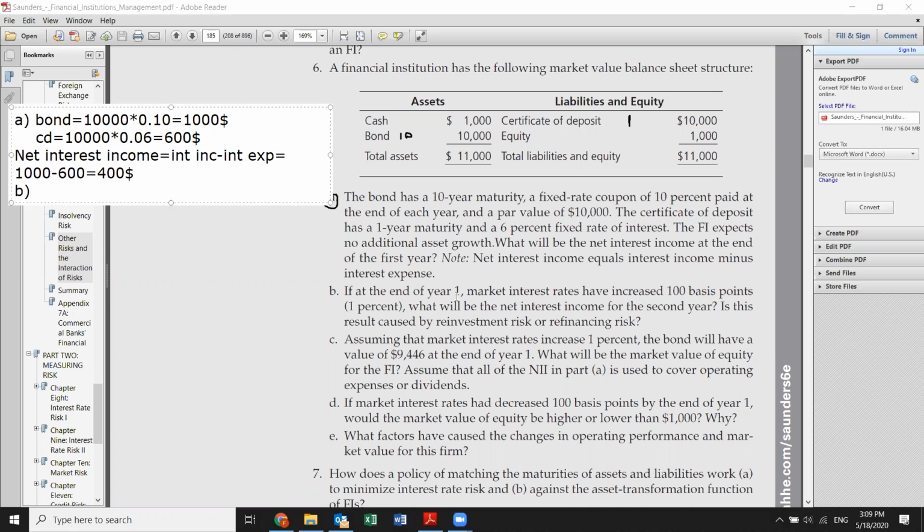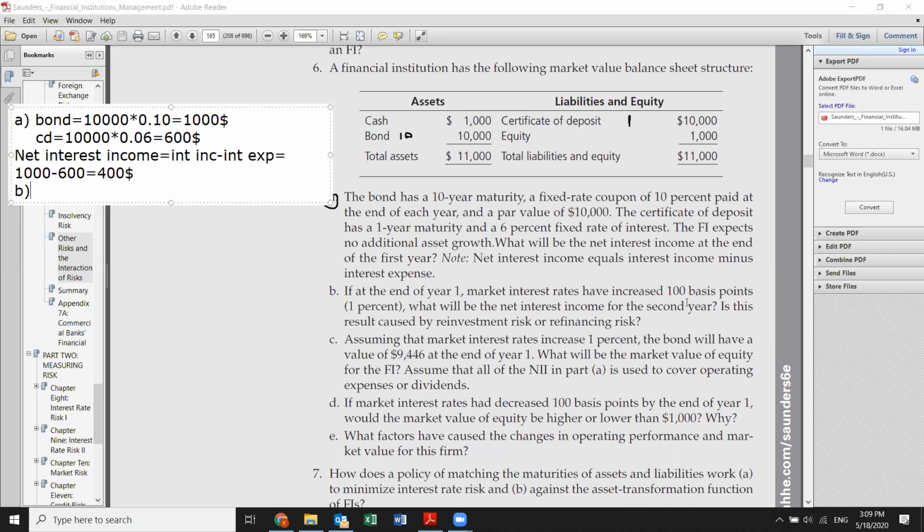if at the end of year one, market interest rate has increased by 100 basis points, which is 1%, okay? What will be the net interest income for the second year? So guys, before calculating, do you think that net interest income will go down or increase if interest rate increased here?